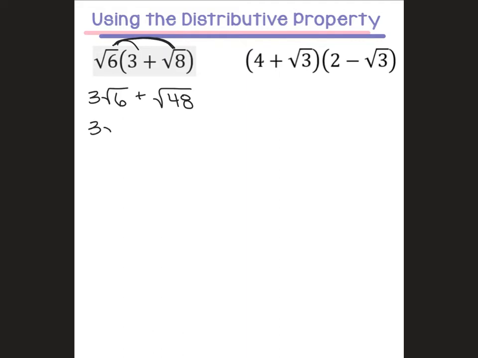Then I can simplify square root of 48, which would be 16 times 3. Square root of 16 is 4. And since these radicals do not match, I can't simplify any further, so this would just be my final answer.